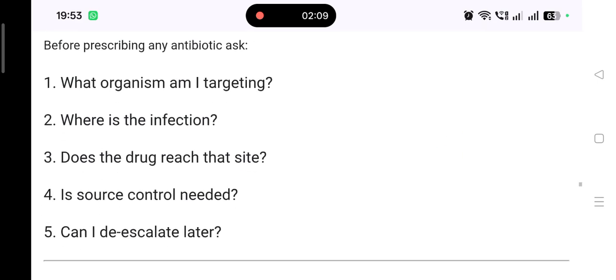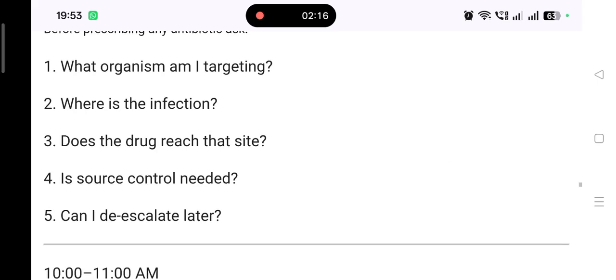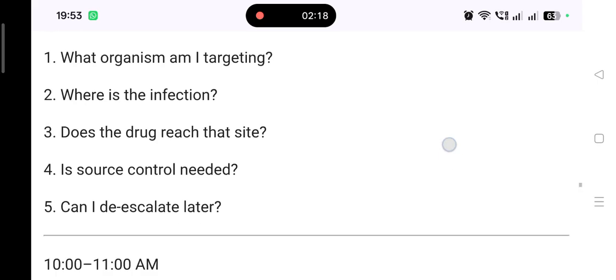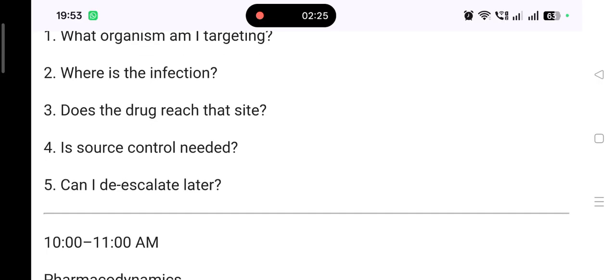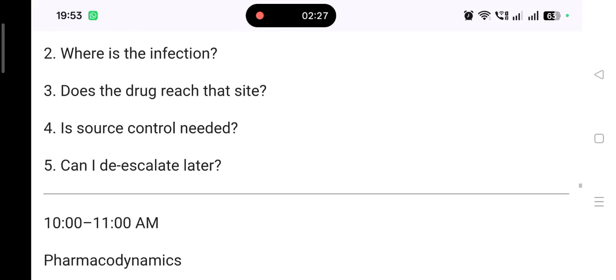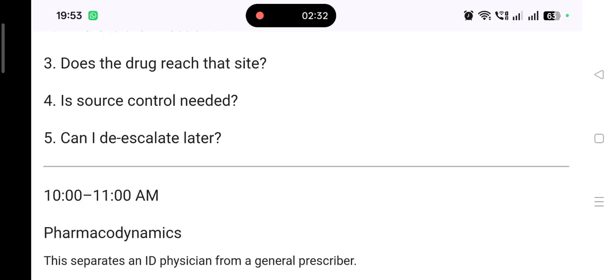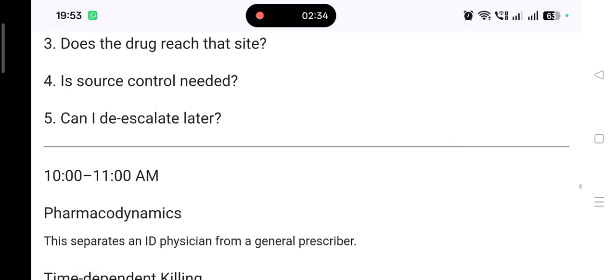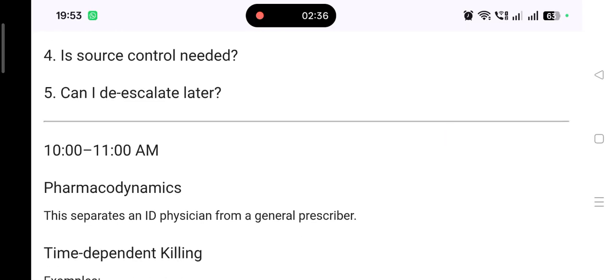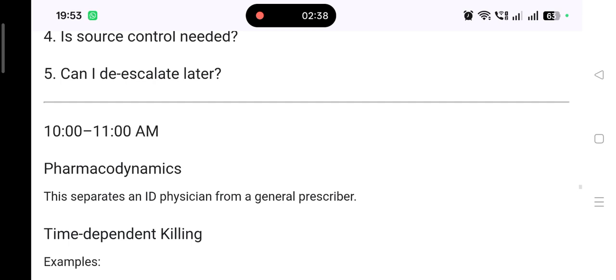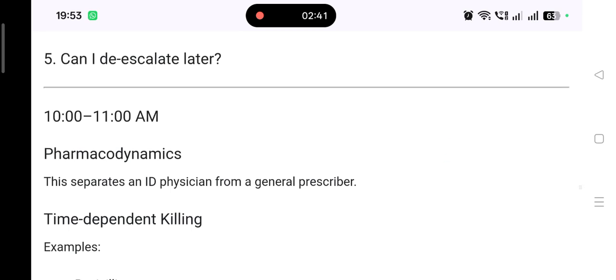So the antibiotic thinking framework: before prescribing any antibiotic, what all should you think? What organism am I targeting? Where is the infection, meaning what is the site of infection, and does the drug reach that site or not? Is source control needed, that is, from where this infection is coming, which you have to control? Can I de-escalate later?